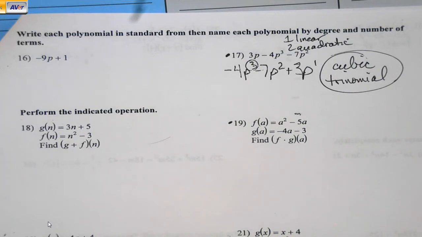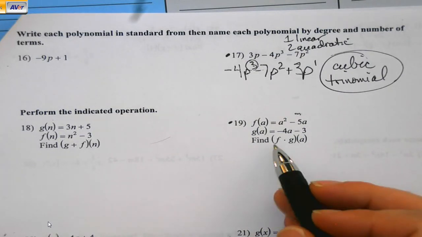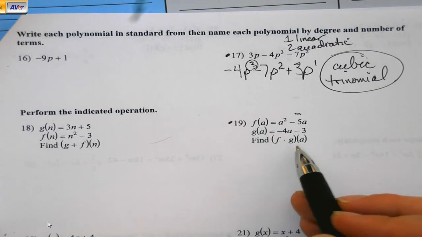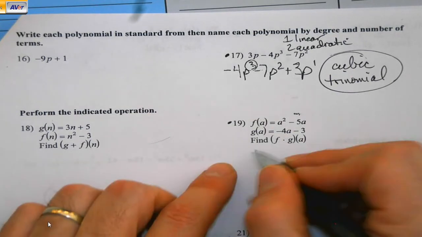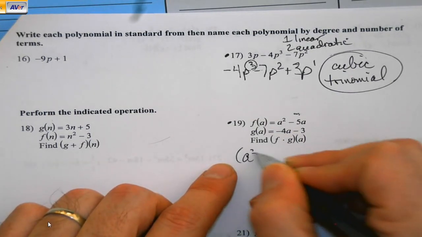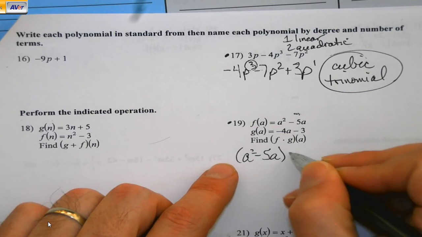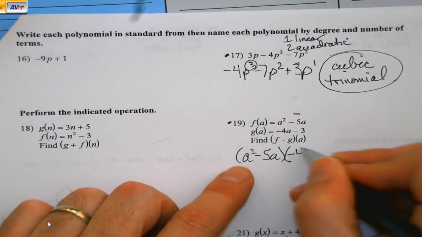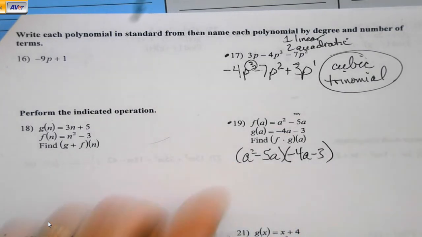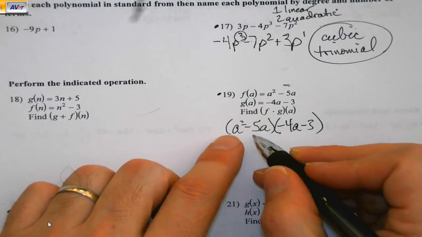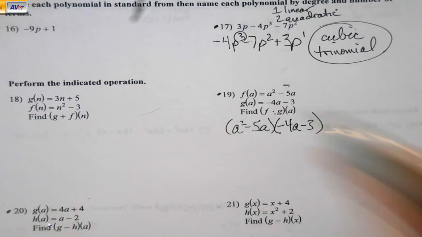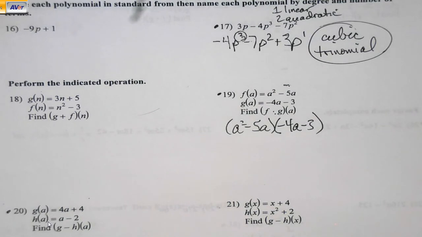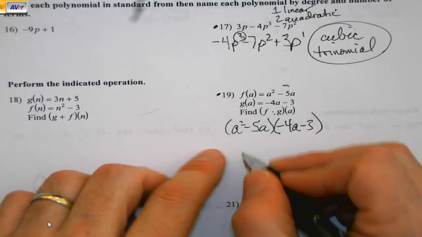Now our functions. 19. Find f times g of a. Okay, so what am I being asked? I'm being asked to take f, which is a squared minus 5a, and multiply it times g, which is 4a minus 3. Now, we have and will be seeing a ton of these. So you're like, I just do a box on that? I don't have to plug a into... No, this isn't a composition. It's a little dot. When we get to 22, which we're doing together, that'll be a composition.